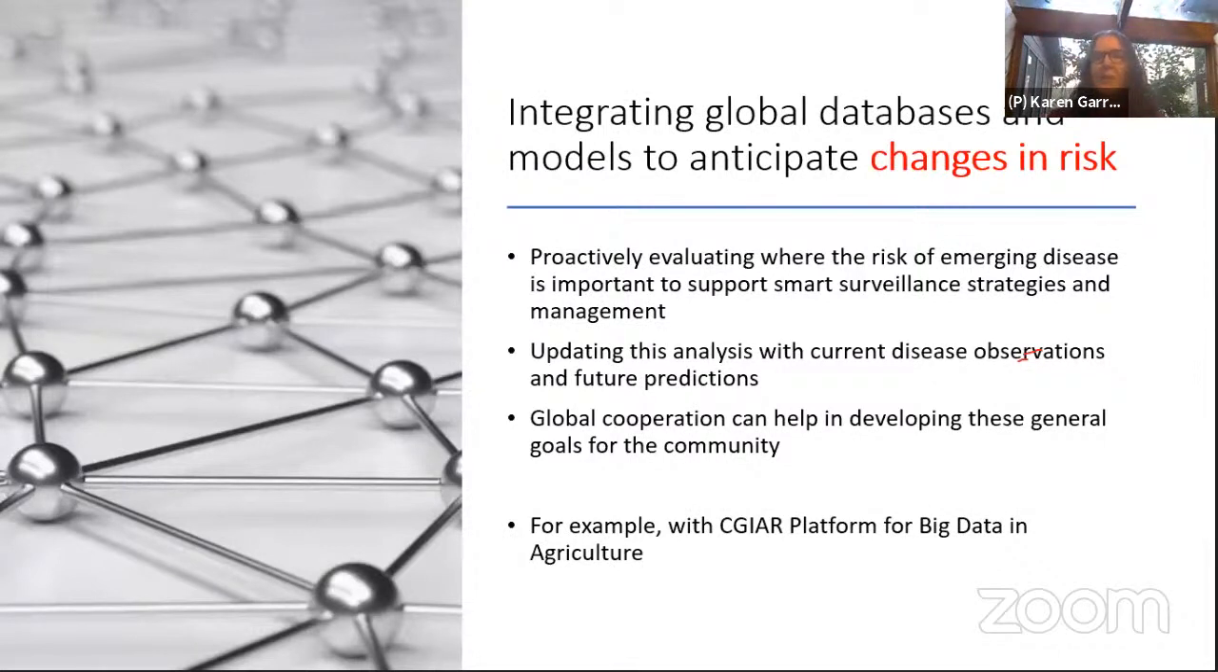So for example, within CGIAR, there's the platform for big data and agriculture, which can be key for this sort of global integration. And then a lot of universities, like my own university, University of Florida, can make great contributions to this as well. For example, University of Florida has a new artificial intelligence initiative, and I think a lot of institutions are investing in that as well. Next, please.